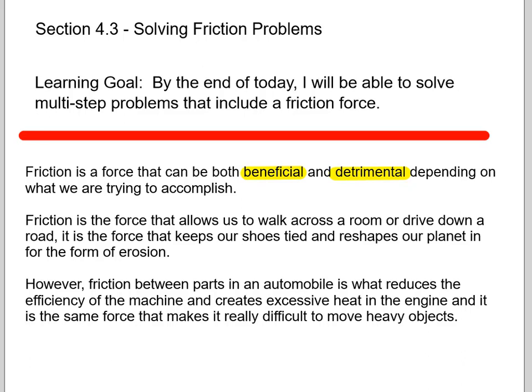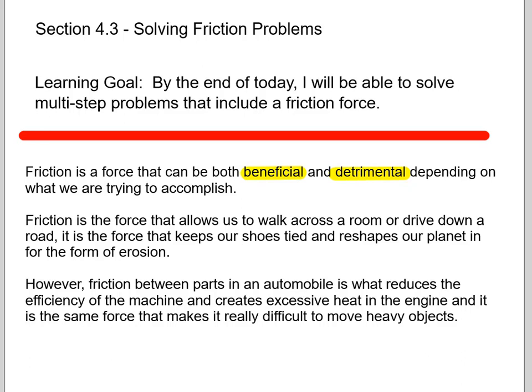It is important to understand, though, that friction is a force that can be both beneficial and detrimental depending on what we're trying to accomplish. So friction is the force that allows us to walk across a room or drive down a road. It's the force that keeps our shoes tied and reshapes our planet in the form of erosion. Coincidentally, it also keeps your socks on. Okay, no friction, no socks.